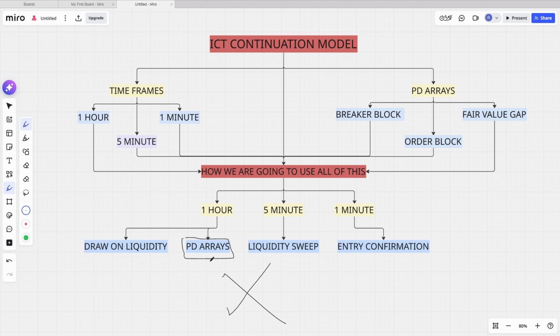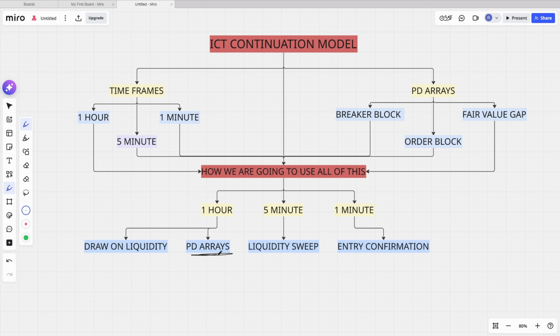Once price enters the higher time frame price delivery array, the model begins to observe price behavior within that zone. The key objective on the 5-minute time frame is to determine whether liquidity is being taken inside the price delivery array. If the higher time frame draw on liquidity is bullish, and the selected price delivery array is a fair value gap located in discount, the model waits for a sell-side liquidity sweep on the 5-minute time frame. This sell-side liquidity sweep indicates that opposing liquidity is being removed, while price is positioned within an area that supports higher time frame continuation.